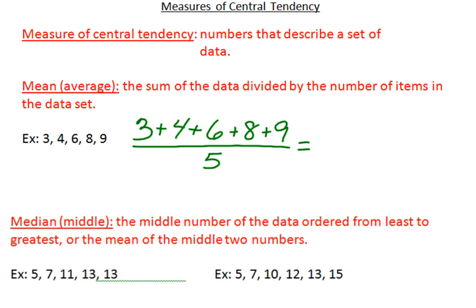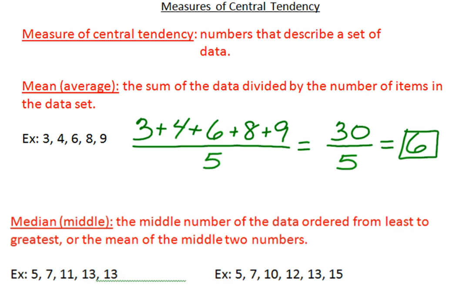We're going to add the numerator, and you get 30. Keep the denominator the same. And 30 divided by 5 is 6. So the mean of that data, or the average of that data, is 6.